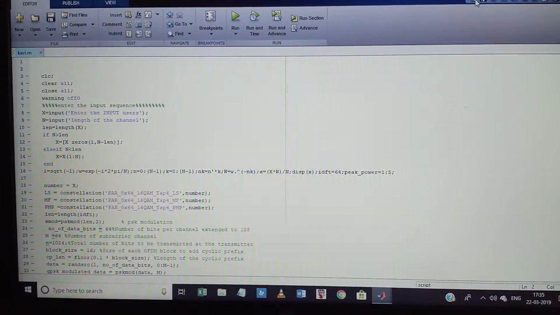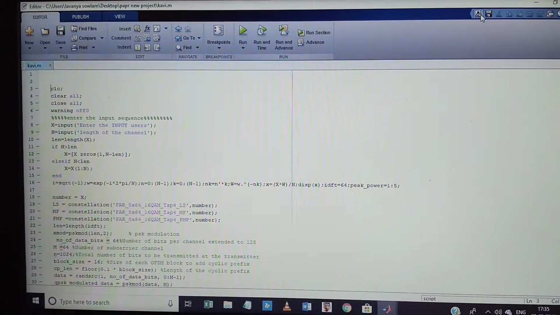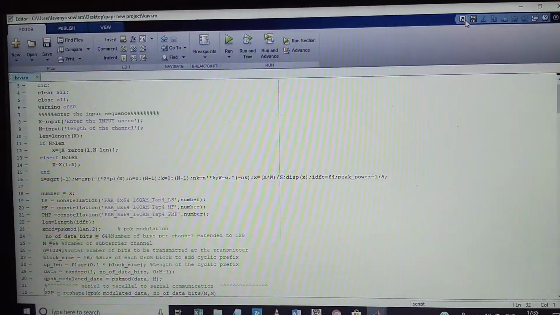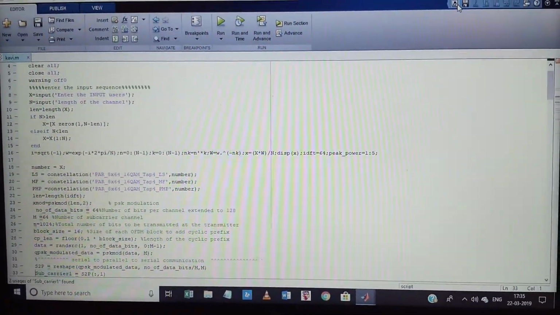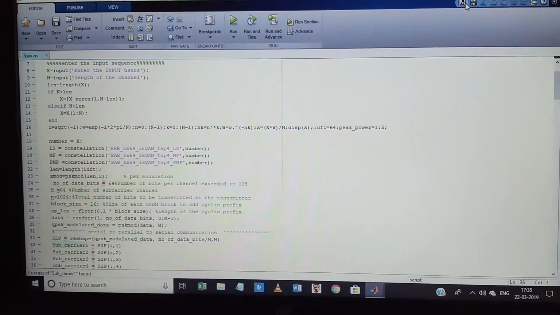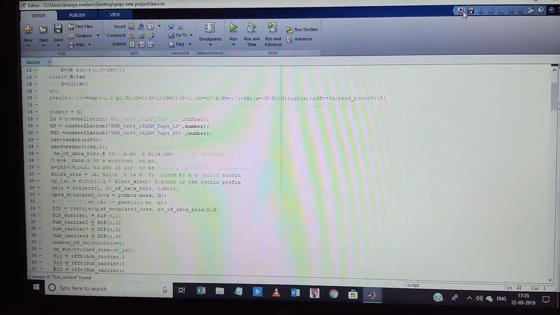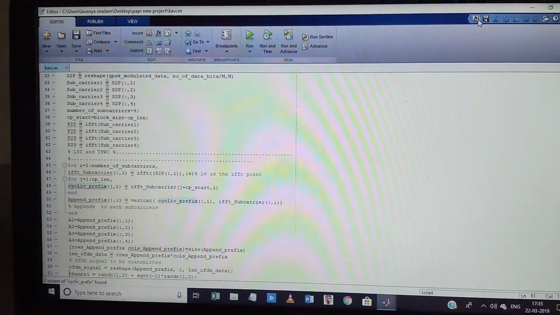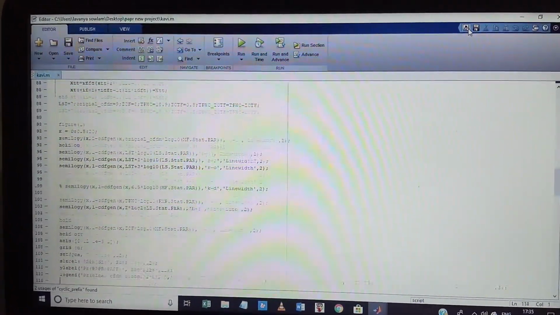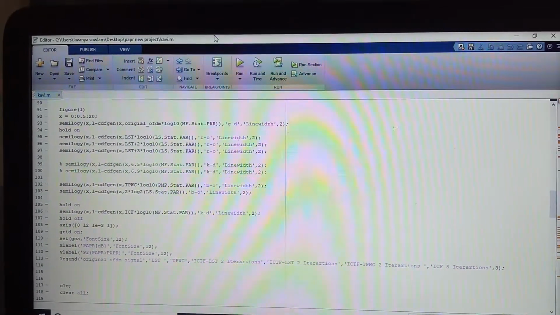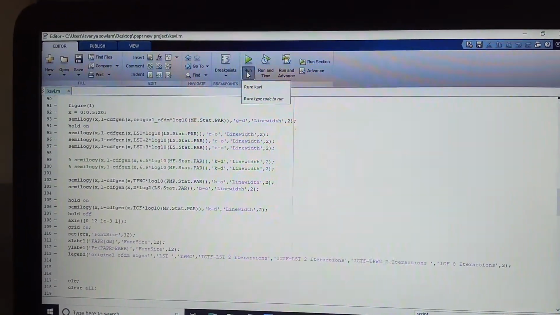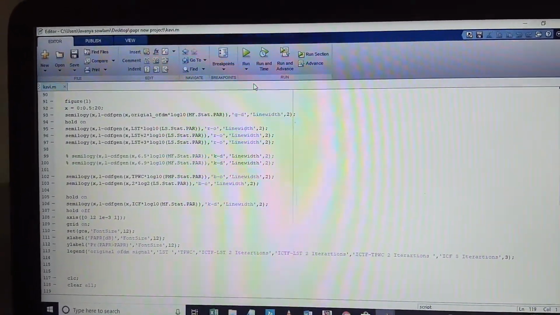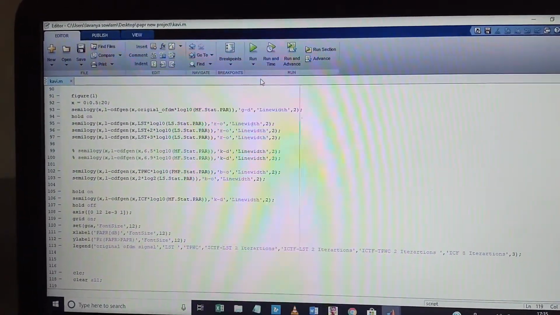We are using MATLAB for the simulation and MATLAB is eco-friendly, and we reduce the PAPR by using this MATLAB software. We have written code for this to reduce the PAPR. Now we are running the project.